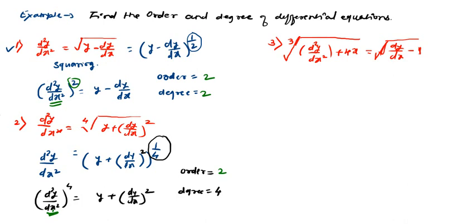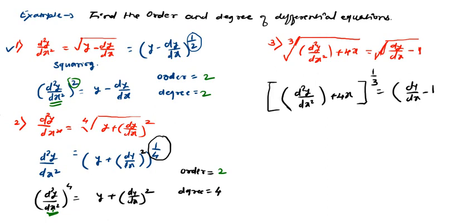If you observe this example and simplify, this is d2y by dx square plus 4x, and this whole is raised to 1 by 3, is equal to dy by dx minus 1 raised to 1 by 2. Now the first term has the power 1 by 3 and the second term has the power 1 by 2. In such a case we find the LCM of 3 and 2, that is 6. So raise both sides to the power 6.